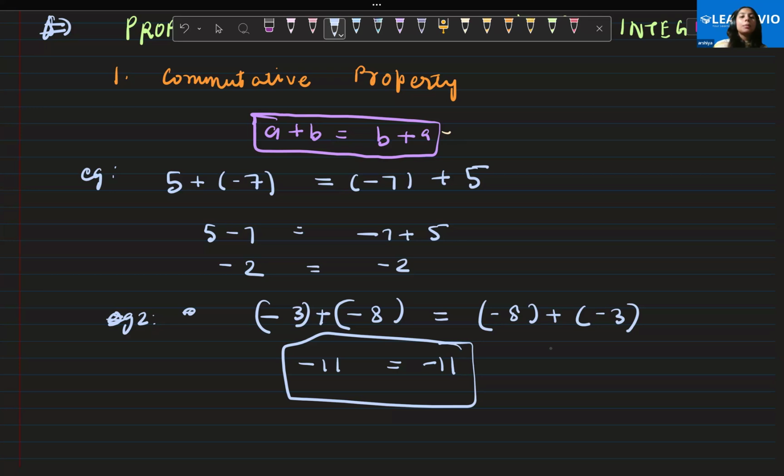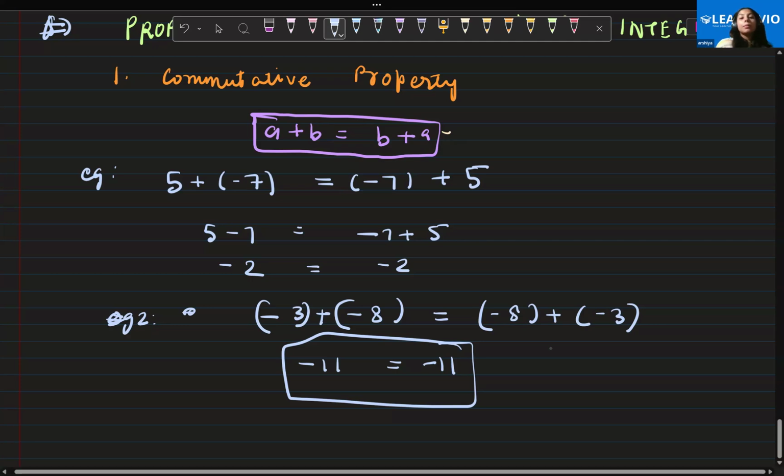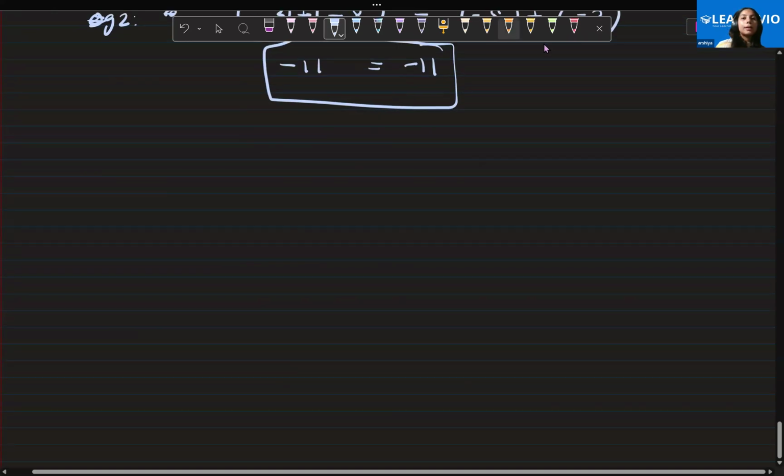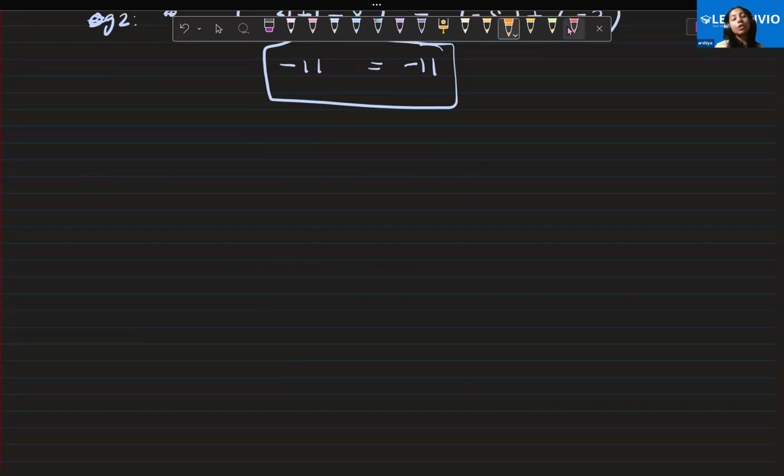All right. So the next property, let's do the associative property from the previous topic. What is the associative property? I'm asking Saad and Tasmi.